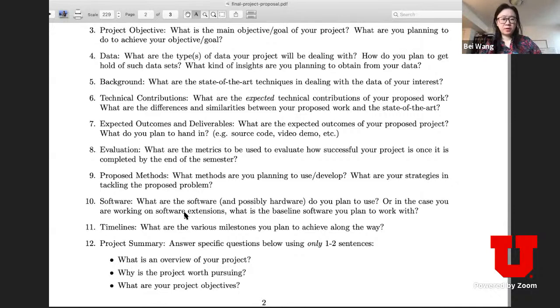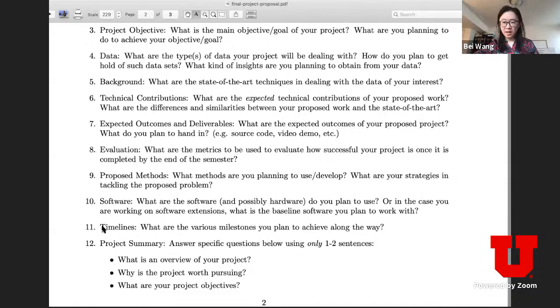Very importantly, item number 11, timeline. What are the various milestones you plan to achieve along the way? So what I'm looking for is, from the time you submit your proposal until the final project is due on April 27, which is when the first presentation is happening, what are the various milestones you want to hit? And specifically, I'm looking for dates.